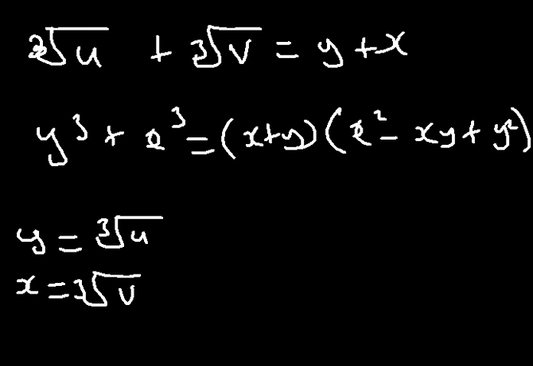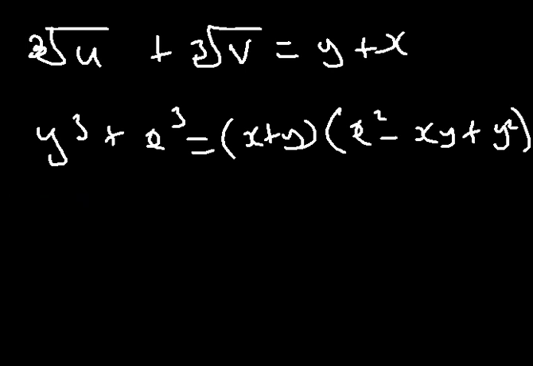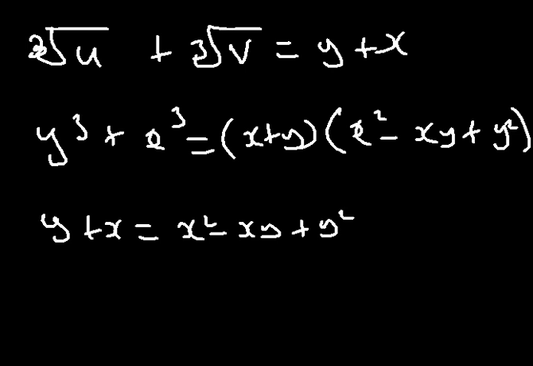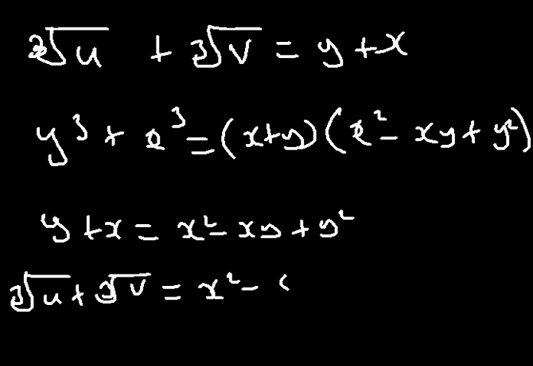So now according to the working principle, the conjugate of y plus x is given as x squared minus xy plus y squared, which means the conjugate of the cube root of u plus the cube root of v will be given as x squared minus xy plus y squared.